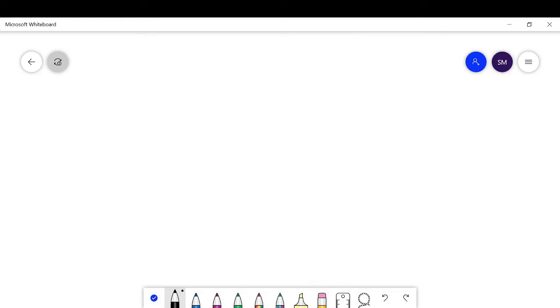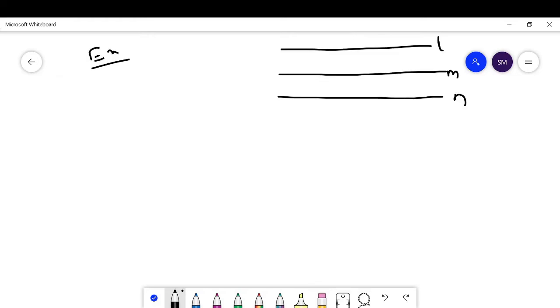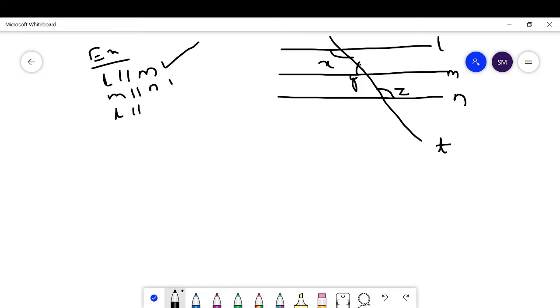Okay, hence solve another problem. L, M, N are three parallel lines and T is the transversal. We have to find the measure of angle X, angle Y and angle Z. Here the conditions given: L is parallel to M, M is parallel to N, which implies L is also parallel to N. Then the condition given: Y is to Z is equal to 3:7. Then find the values of X, Y, Z.